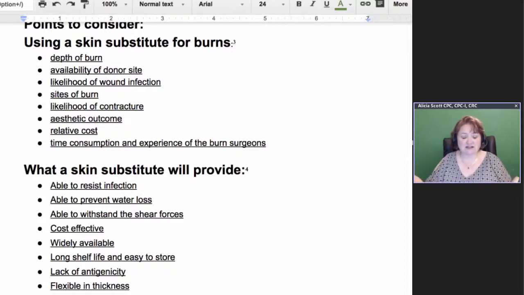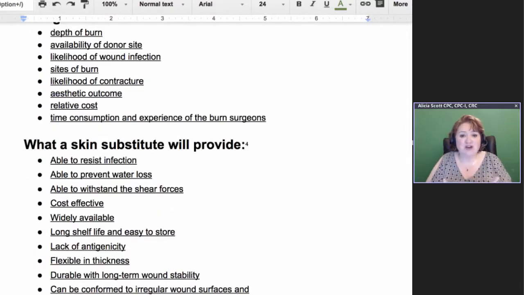The cost, is it a possibility? Is this a relative cost? Time consumption, how long is this going to take? But a big one, what if there's nobody in your area who knows how to work with skin substitutes? If you don't have somebody experienced, then you're probably not going to have a good outcome. So these are the points to consider when using skin substitutes, not only for burns, but other types of wounds. Also, what is the skin substitute actually going to do for the patient?